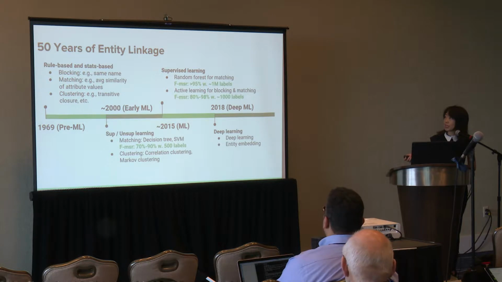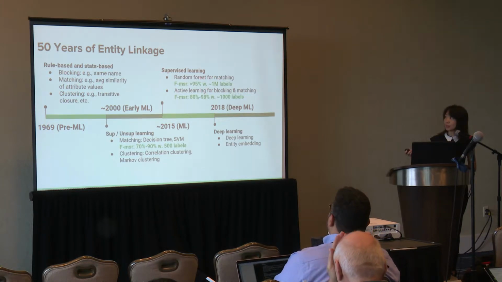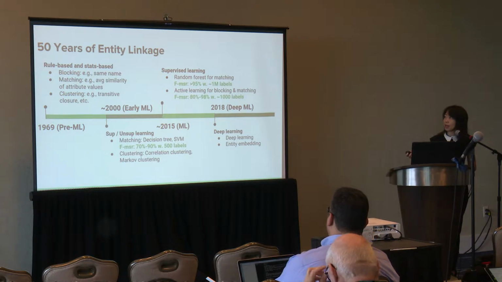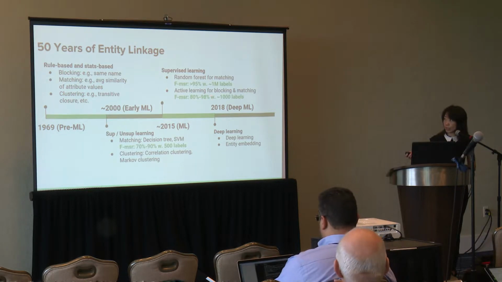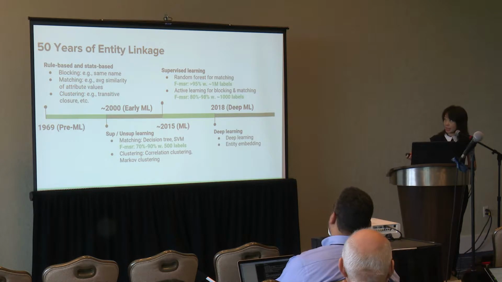In the year 2015, we started seeing supervised learning using more advanced models. Random forest has been used a lot for matching, and we have seen F-measure above 95% with millions of labels. But so many labels are hard to afford, so people are applying active learning, both for matching and for blocking. In a recent paper, we see that with about 1,000 labels, we can get good results, like 98% for easy domains and 80% for hard domains, which is better than these numbers. And then this year, finally, we see deep learning solutions to solve this problem. This morning, if you went to the Research 1 session, we had a paper presentation there.